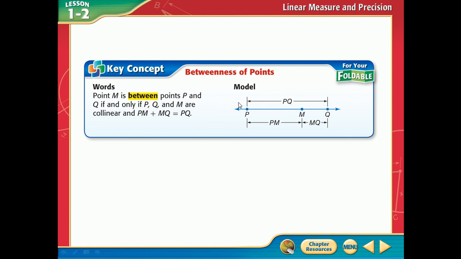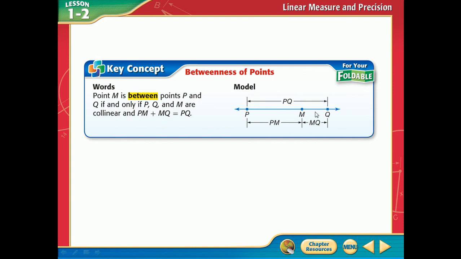If I take PM, all right, and I take MQ, what do PM and MQ do with that whole line segment PQ? What could I say? They do what to it? They add up, right? Okay, big hint right there, okay? So they add up to be PQ. You follow me on that? So that's what this segment does.